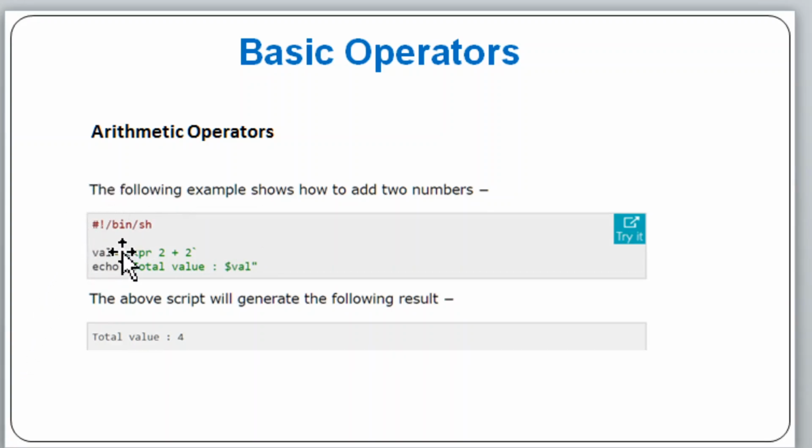in this example. So we have value, which is the variable name, value equals expression 2 plus 2. When we do echo total value and then variable value, we would get the following. Total value is 4. Because 2 plus 2 would equal 4, okay?